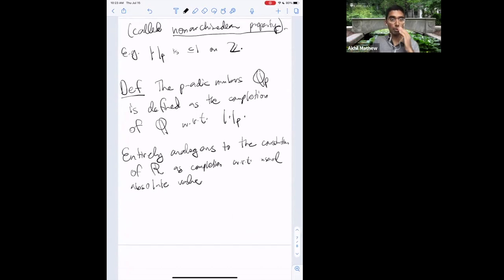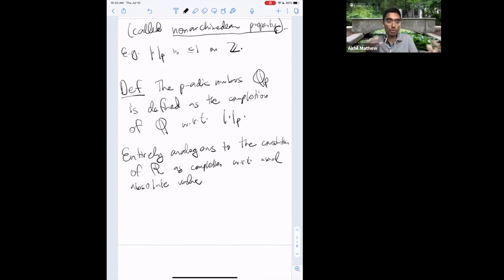So I guess maybe we should think a little bit about how we think about elements of the p-adic numbers. Well, how do you think about an element of the real numbers? You can abstractly define it as an equivalence class of Cauchy sequences. A Cauchy sequence of rational numbers, so that's Cauchy with respect to the Archimedean absolute value.